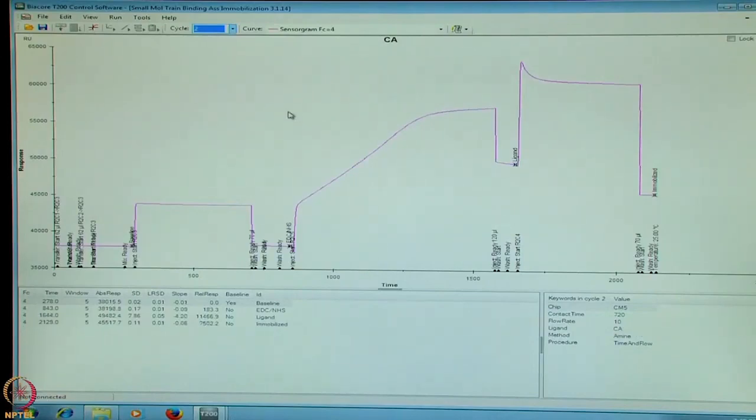On cycle 2, similarly you have activation with EDC NHS mixture, passage of ligand and blocking of the surface with ethanolamine to reach an immobilization level of 11,466. With this, we are done for the immobilization of HSA, which is human serum albumin, and CA, carbonic anhydrase, on the surface of the chip, and the chip is ready to go for the binding experiment.